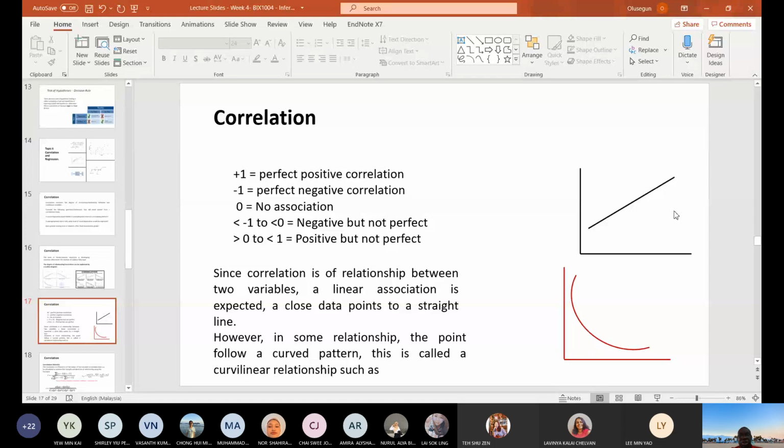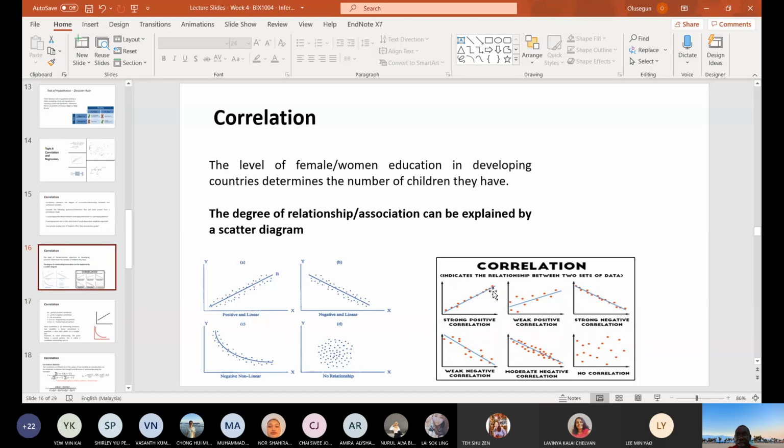Since correlation is a relationship between two variables, a linear association is expected, with data points close to a straight line. When we look at the previous figures, we can see some of these charts giving us a close association along a straight line, with the data points clustered along a line, either in the negative form or in the positive form. So this is the line of the slope.